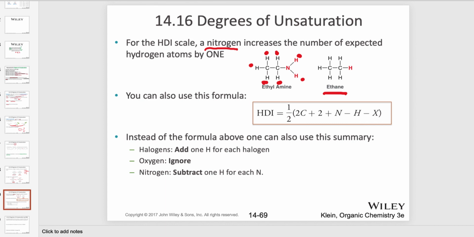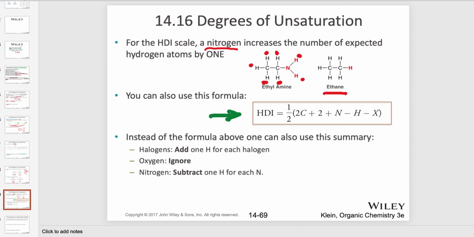Now some students prefer to utilize this formula. I don't like memorizing. I don't usually use this formula, but you may use it if it helps you. Hydrogen deficiency index is half the number of, and then you have to plug in for carbons, nitrogens, hydrogens, and halides, and make sure that that figures out.